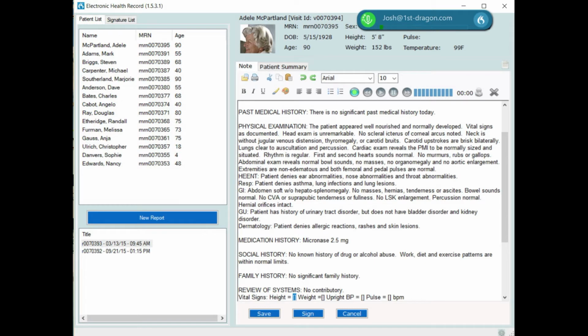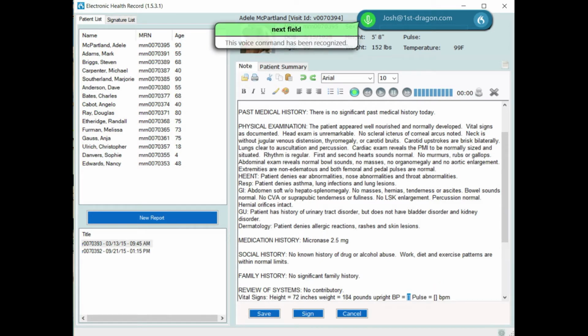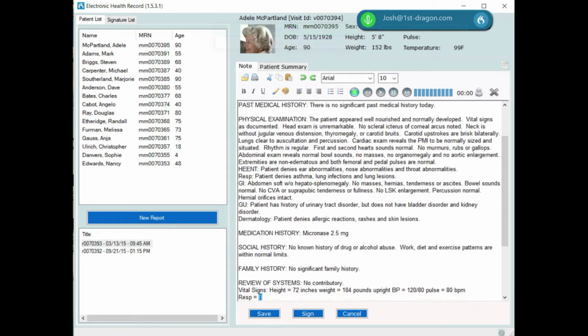72 inches. Scratch that. 72 inches. Next field. 184 pounds. Next field. 120 over 80. Next field. 80. Next field. 12 p.m. Next field.